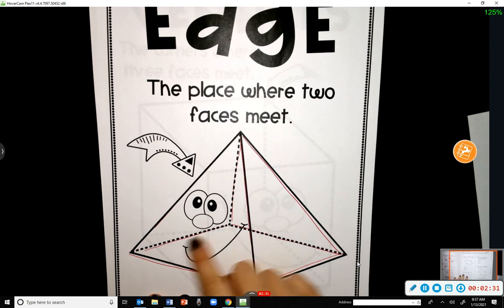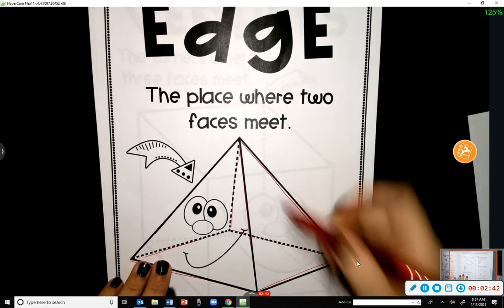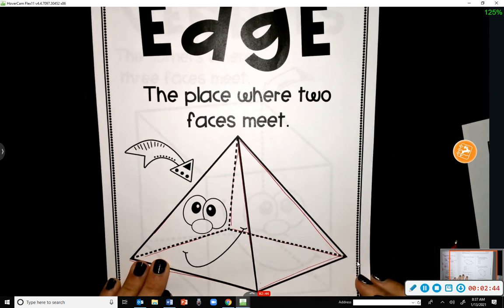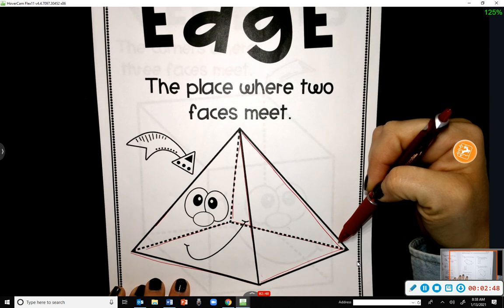They represent the ones that we can't see. Okay, we would be holding this and you wouldn't be able to see these. Okay. So edges are the lines. We would trace them to count them. Or as I did, I just kind of drew out to the side. That way I could see it.